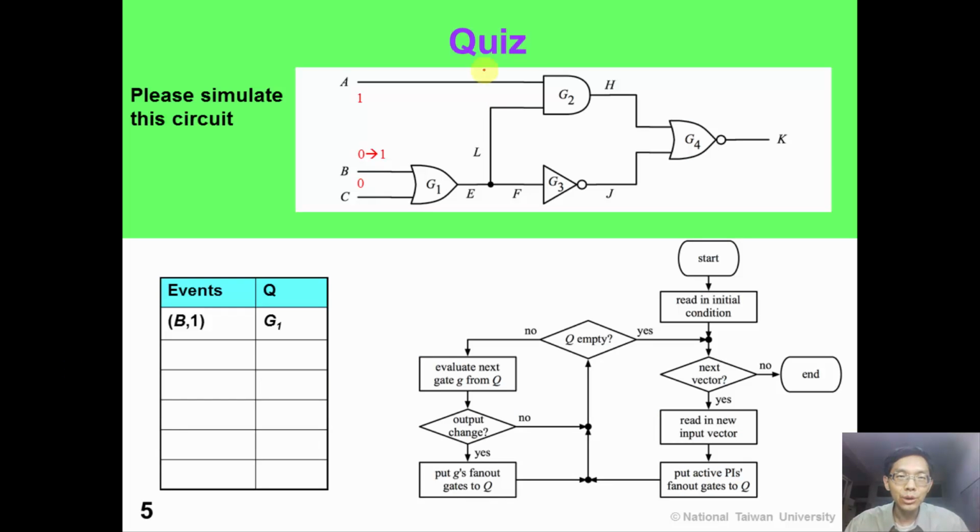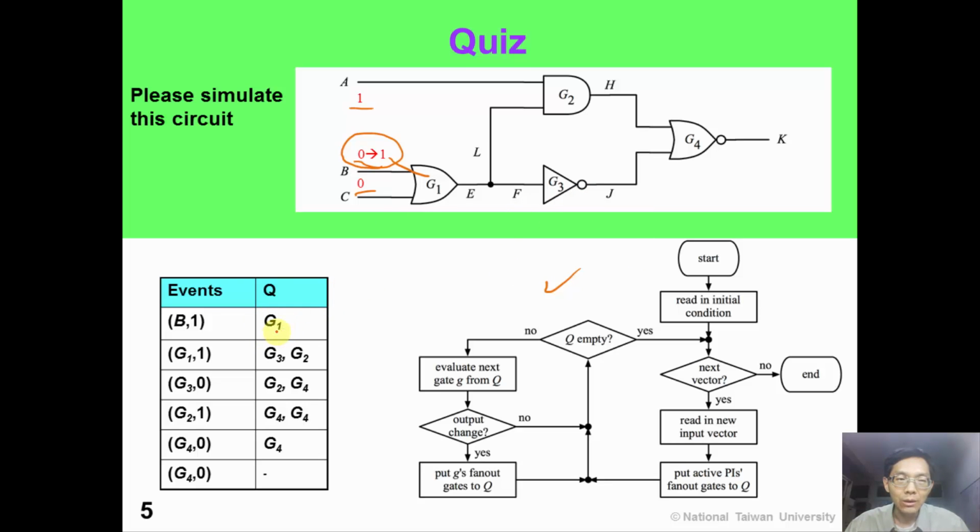Now it's time for you to do an exercise. Given the same circuit, suppose that A is 1, C is 1, and B has a rising transition. Now please finish the simulation using the one-pass event-driven algorithm. Please pause the video. Now, are you finished? So let's see the result.